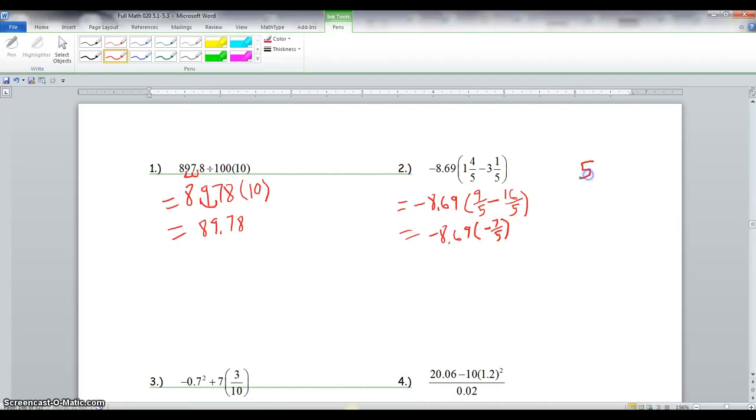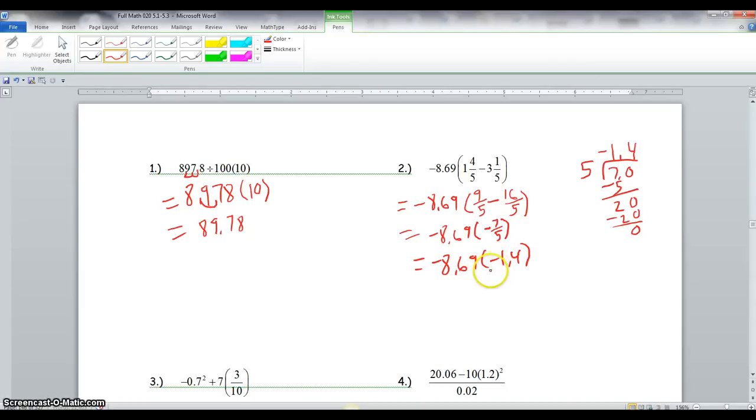So let's take 5 into 7.0. 5 goes into 7 one time. 7 minus 5 is 2. You bring down your 0. 5 goes into 20 4 times. So 4 times 5 is 20. So remember, this should be negative, so it'd be a negative 1.4. So we have a negative 8.69 times a negative 1.4. So now we can multiply these.